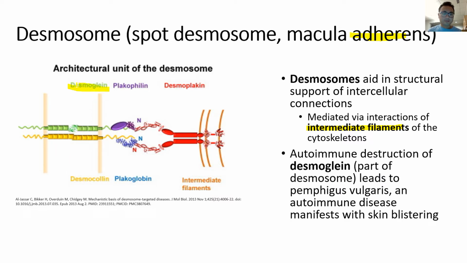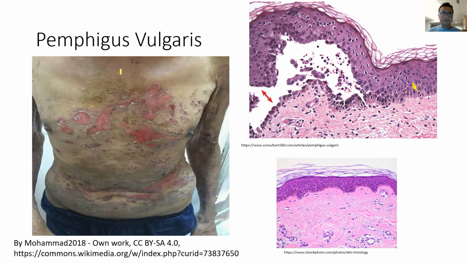Part of the desmosome is called desmoglein, and this is incredibly important because autoimmune destruction of desmoglein is going to lead to an autoimmune disease called pemphigus vulgaris, which is going to present with blistering of the skin. So this is a patient with pemphigus vulgaris, and if we can appreciate this normal skin in the bottom right here, we can see that there's a problem in the connection between cells. So cells aren't connecting between one another. And this is because of a problem in the desmosome, specifically autoimmune destruction of desmoglein 3.